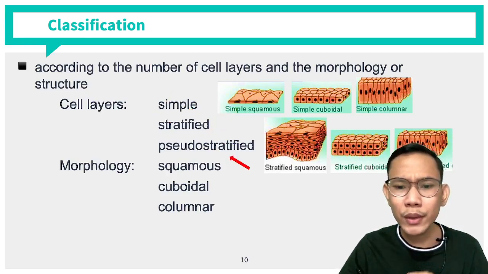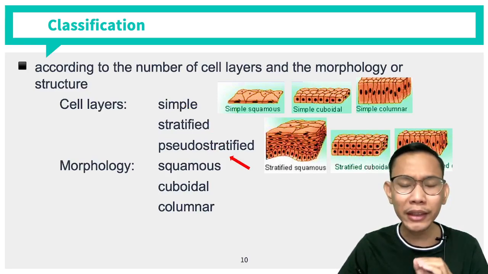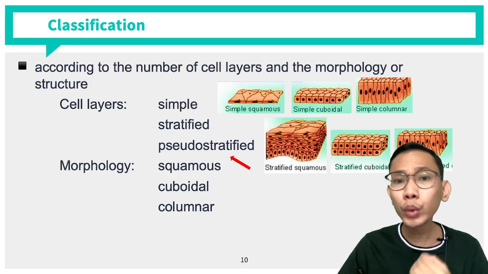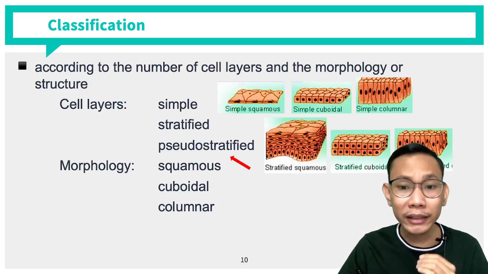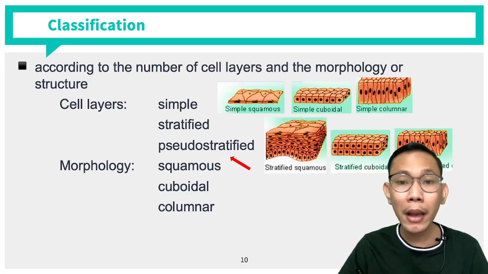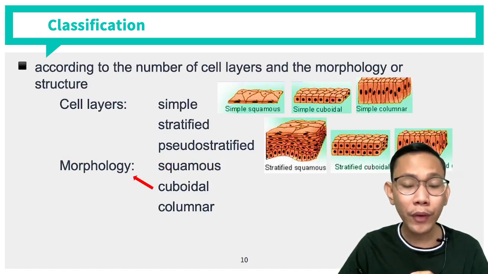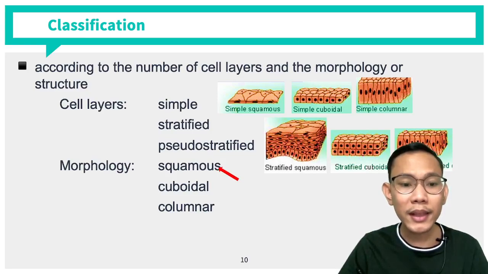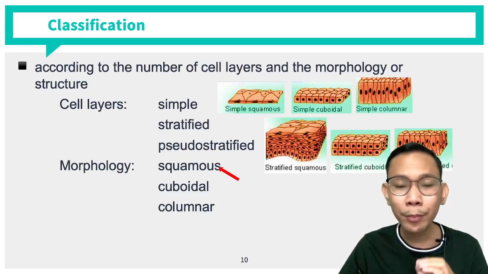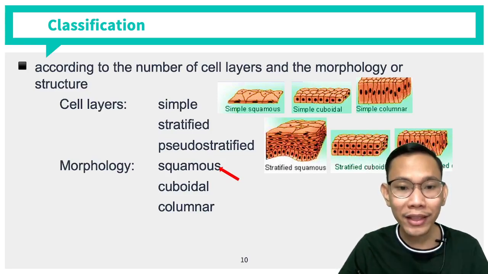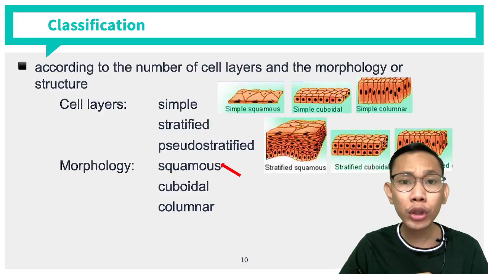However, pseudostratified is composed of only a single layer that is attached to a basement membrane, but not all cells reach the surface epithelium. I will give you pictures of that later. When we say squamous, in terms of morphology, it means that the cells exhibit a flat morphology. They are flat cells. That's the basic definition of squamous.